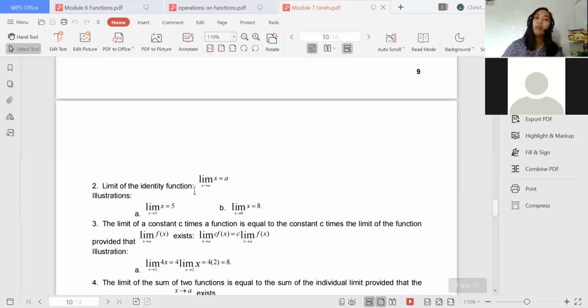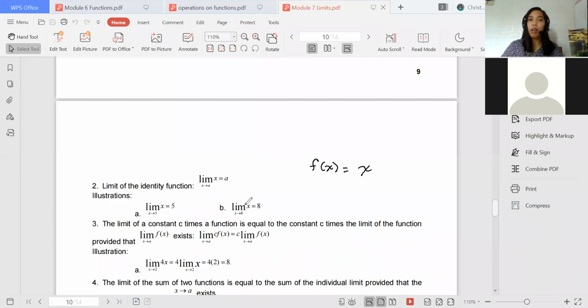Next, the limit of the identity function. Diba? The identity function class, the form is f of x equals x. Whatever the value of x, that is the same with the value of y. The limit of the identity function is equal to a. So the limit of x as x approaches a is a. Whatever the value of a, that is the limit. So for example, the limit of x as x approaches 5 is 5.